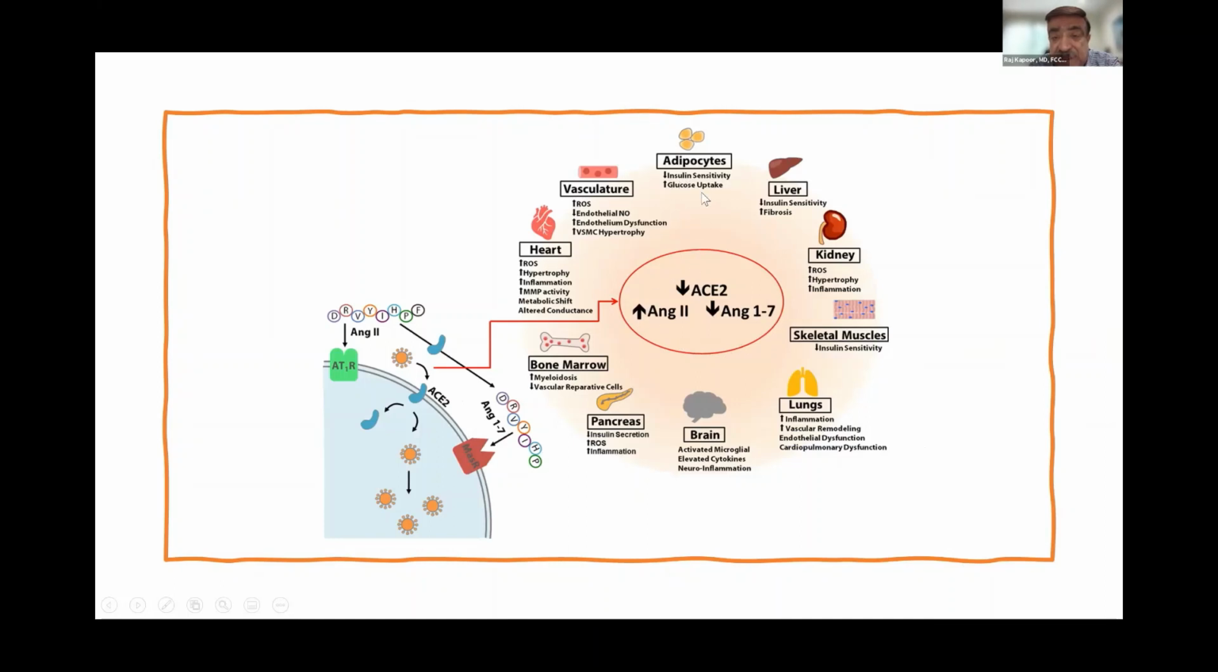It decreases the insulin sensitivity and increases glucose uptake. It decreases insulin sensitivity and causes fibrosis in the liver. It will cause hypertrophy and inflammation in the kidney. Same in the skeletal muscles, the insulin sensitivity is decreased, or insulin resistance is increased. In the lungs, it will cause endothelial dysfunction. In the brain, it will activate microglia, and elevated cytokines will cause neuroinflammation. Same in the pancreas. And in the heart, it will cause inflammation and altered conductance or cardiac arrhythmias. In the vasculature, there is a decrease in nitric oxide production and worsening of the endothelial dysfunction, all related to this mechanism of renin-angiotensin.